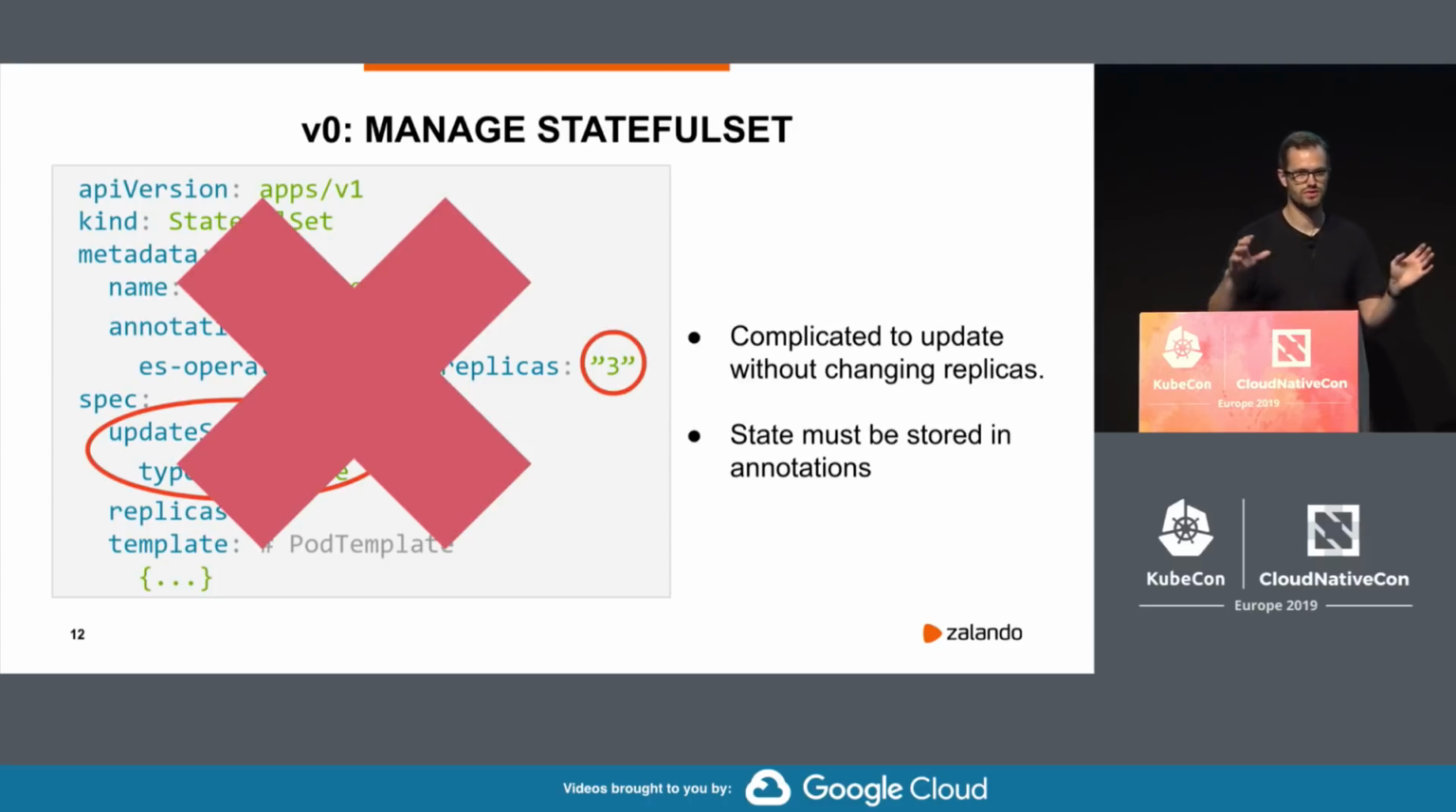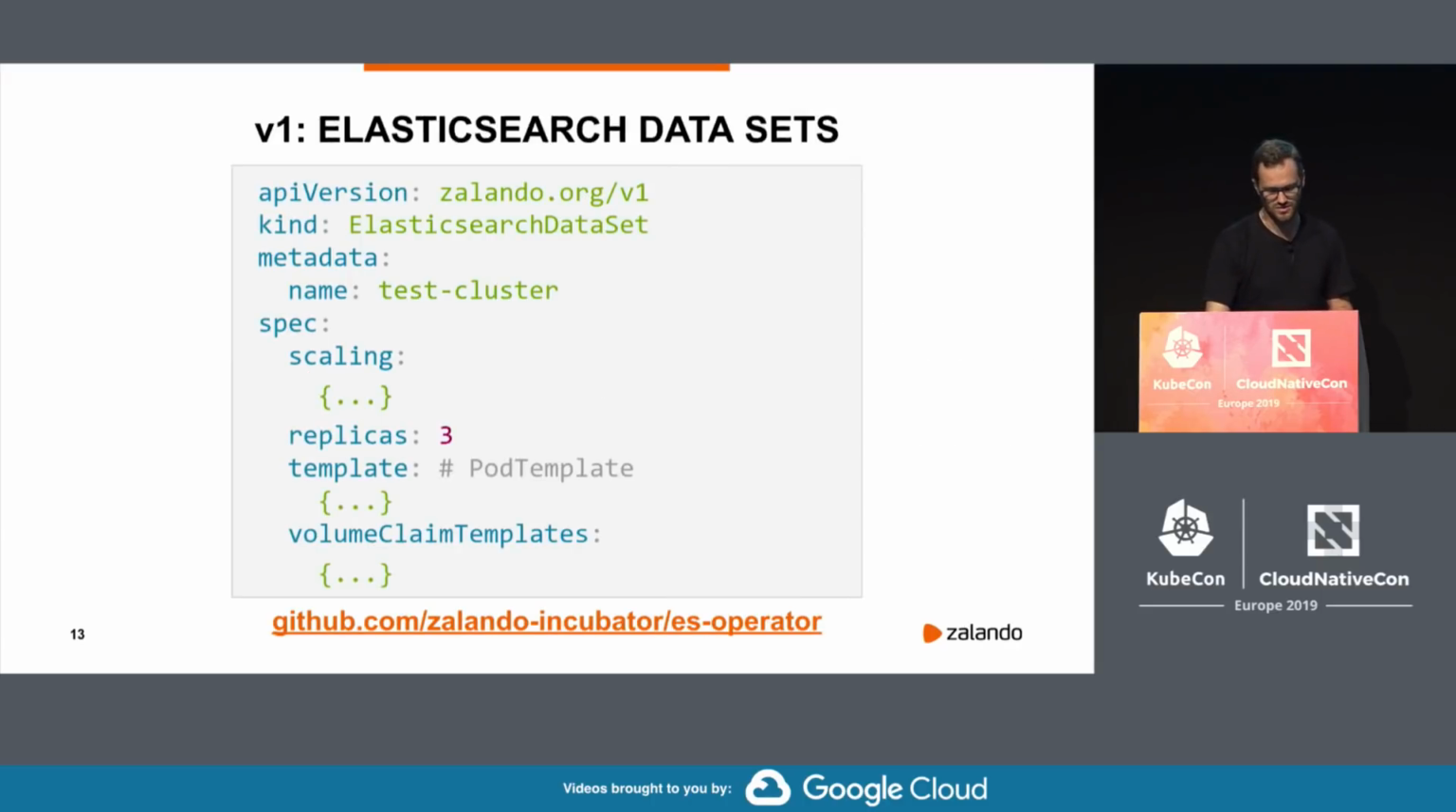It was too low level, and it was complicated to just update the stateful set, because you have a certain number of replicas in your YAML file, and if you update this, then you override whatever the operator is doing. So this was one thing. And state must be stored in an annotation, which is just not nice. It's just a string that you have to then parse, and it just becomes a little bit ugly. It's doable, but yeah.